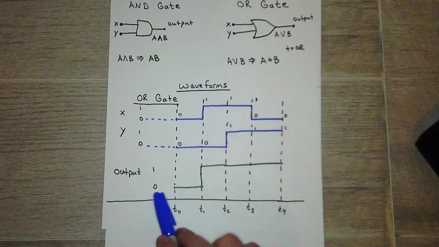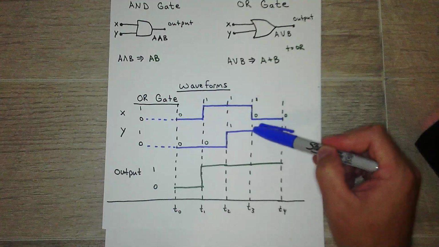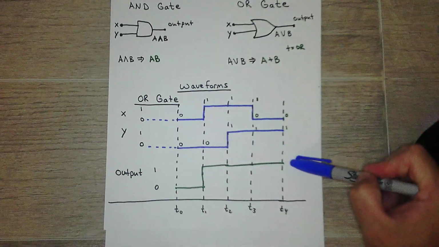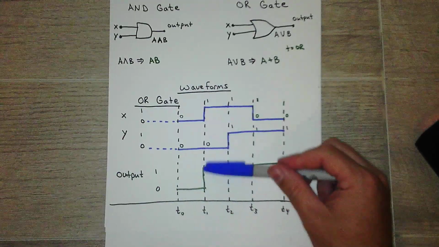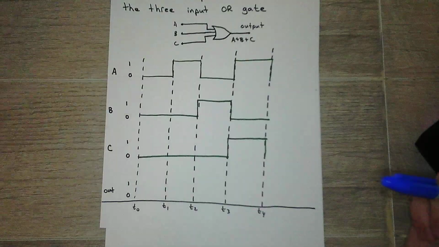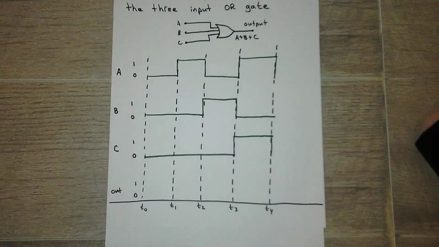For the output of an OR gate, as long as one of them is on, the output's on. Here they're both off. That's why this is off. Here this switches on. That's why this one changes. You went over this one, so I wanted to review that one.